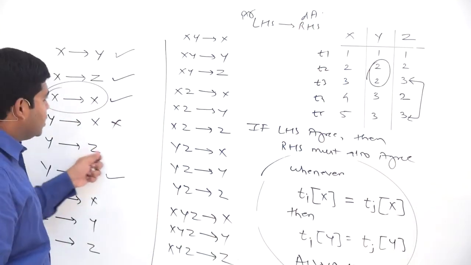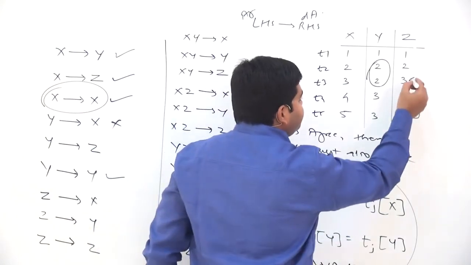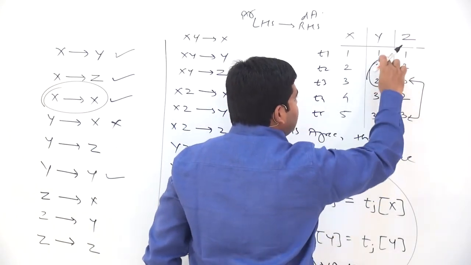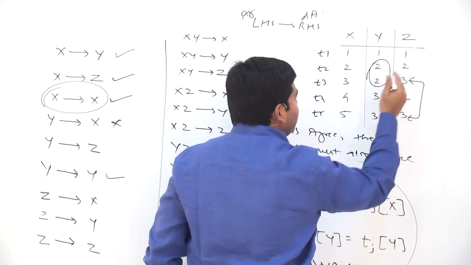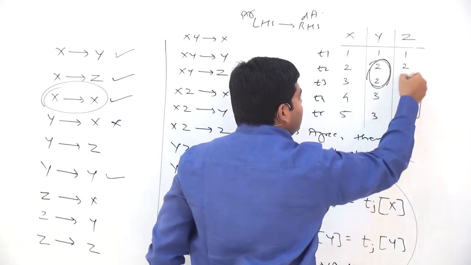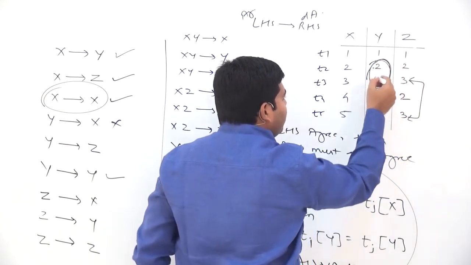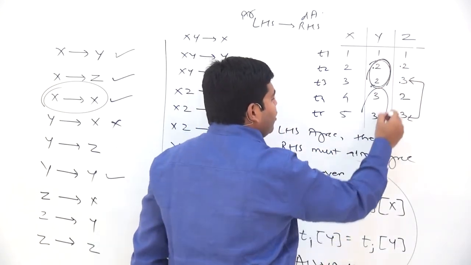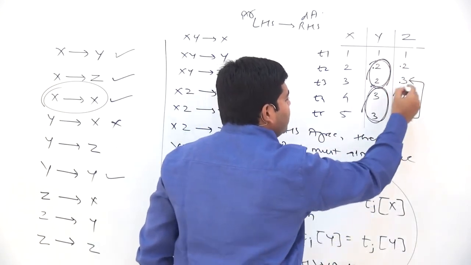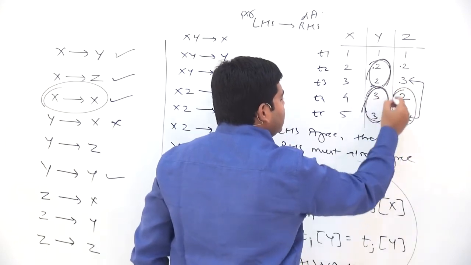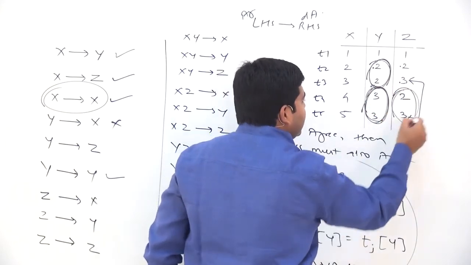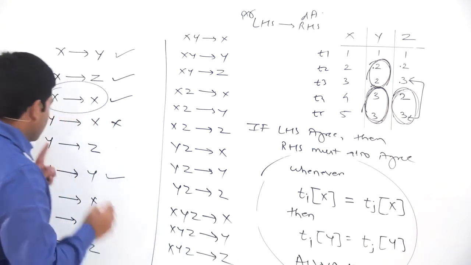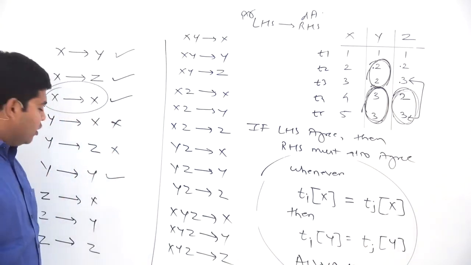Let us check whether y gives z or not. Again, y is the left hand side, z is the right hand side. There is agreement on the left hand side, disagreement on the right hand side. So whenever y equals 2, you cannot come up with a unique value of z. Similarly, when y equals 3, you cannot come up with a unique value of z. Again, agreement on the left hand side and disagreement on the right hand side, the rule is violated, the FD is invalid.